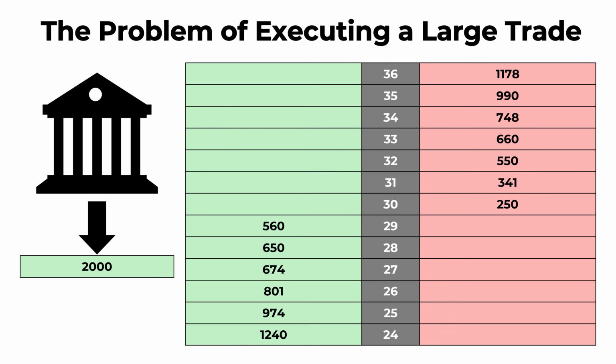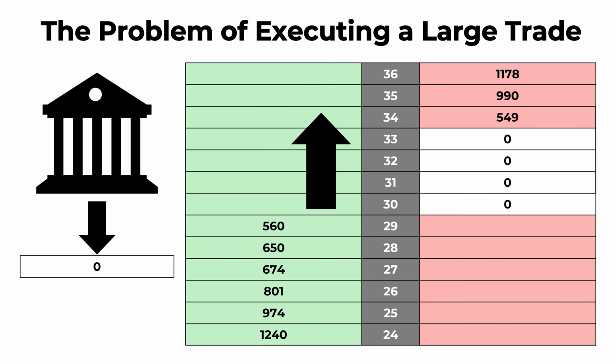For instance, at $30, only 250 contracts are necessary to exhaust the available liquidity. At this point, the institution still has 1,750 contracts to execute. So the only alternative is to move to the next price level where there are 341 contracts. By taking that available liquidity, the institution still has 1,409 contracts to execute. You get the idea. A large position can easily consume the liquidity across several price levels, and this will draw the attention of other institutions.